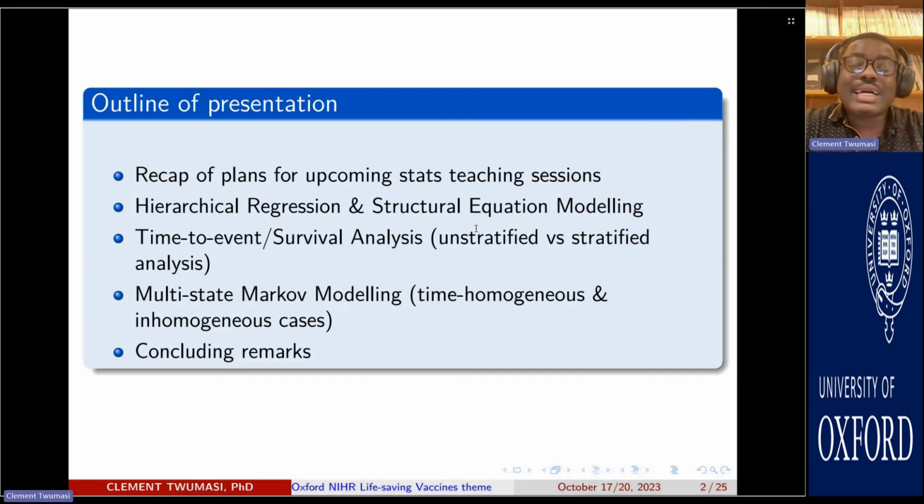As I said the last time, using the right tool for the right job is always imperative. And depending on your research questions and their complexity, sometimes you might want to use some of these advanced methods. And then we are going to touch a bit on time to event analysis, properly known as survival analysis. In this case, we're going to look at the case of stratified versus unstratified, and then learn about an extension of the standard survival models, which we call the multi-state Markov model. Because of time, I couldn't touch on one other advanced method, which I was very keen on, called functional data analysis. I'll just do the concluding remarks on that.